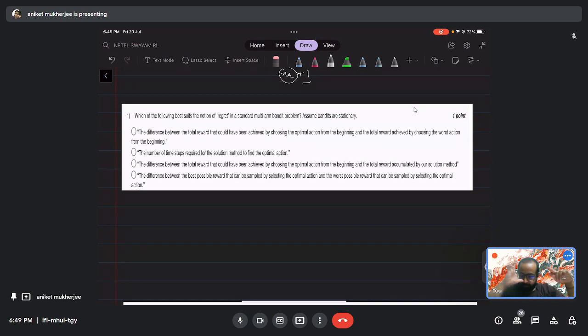So the first one is wrong. The number of times to prepare the solution method to find the optimal action, that is also wrong. The difference between the total reward that could have been achieved by choosing the optimal action from the beginning and the total reward accumulated by your solution. Yeah, so by our solution method, that is, by your algorithm.